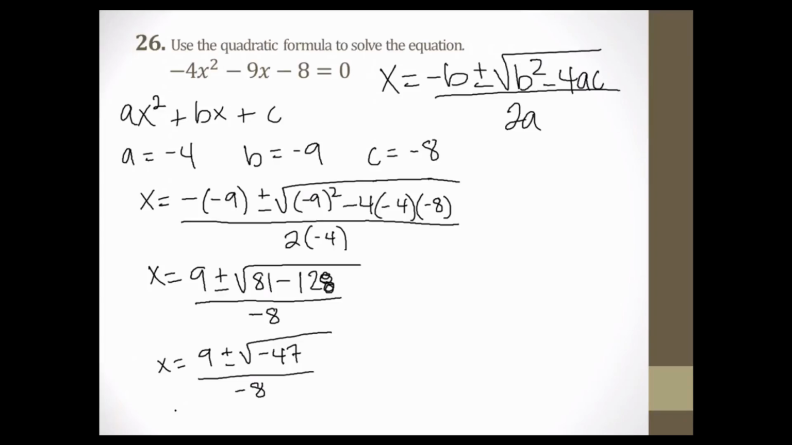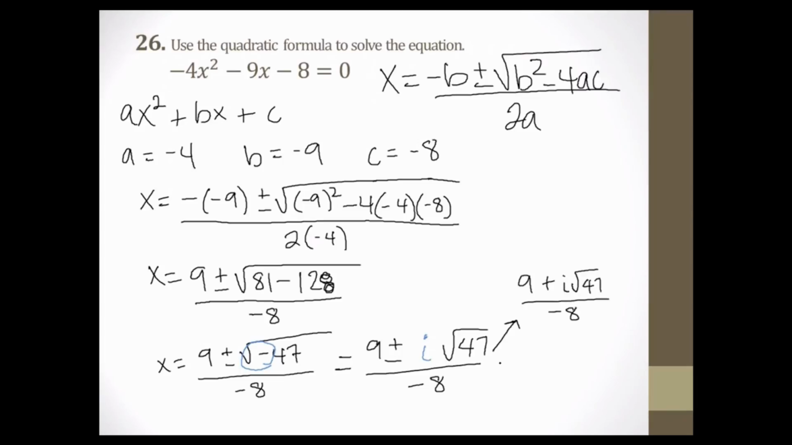So we want to go ahead and get rid of that, pull it out of that square root, and make it an i. So that's going to equal 9 plus or minus i times the square root of 47, all divided by negative 8. And so now if you look at your answer choices, this is actually giving you two different answers. It's giving you the one that involves the plus, so that'll be 9 plus i square root of 47 over negative 8. And then we have 9 minus i square root of 47 divided by negative 8.